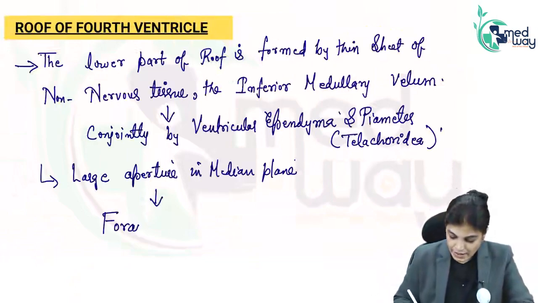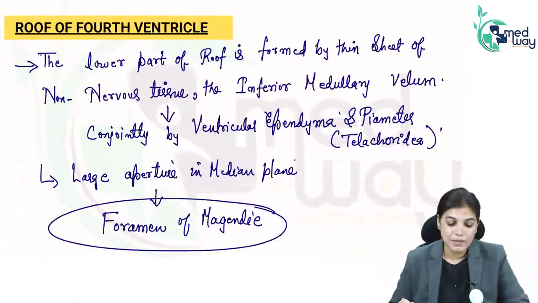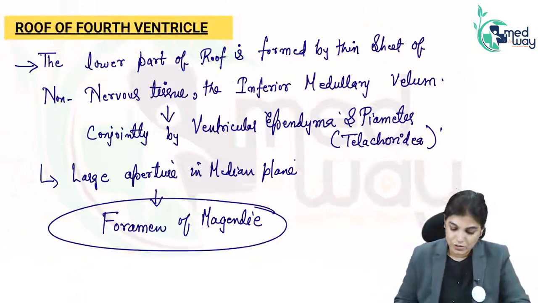What is it called? It is called the foramen of Magendie. And through the foramen of Magendie, the communication between the fourth ventricle and the subarachnoid space takes place. So, it is very important.